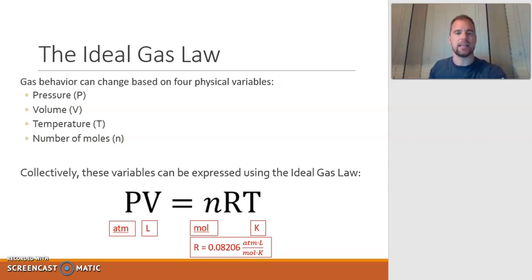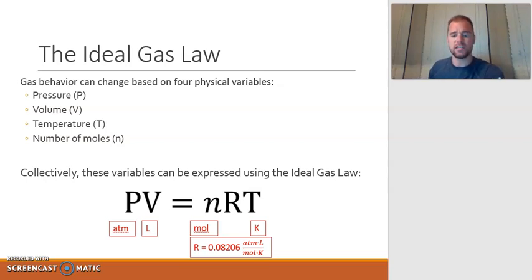Because it's a constant, it's an actual number. You'll never have to solve for R. You'll always just have it. It's a number. The gas constant is 0.08206. And then notice these funky units here. It's atmosphere liter over mole Kelvin. So this value is on the back of your periodic table. You don't have to memorize it.